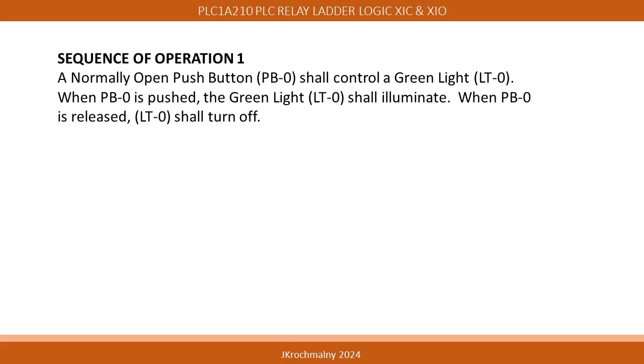Let's review the relationship between the intended circuit's sequence of operation to the PLC assembly and its control. Sequence of operation 1. A normally open push-button PB0 shall control a green light LT0. When PB0 is pushed, the green light LT0 shall illuminate. When PB0 is released, LT0 shall turn off.